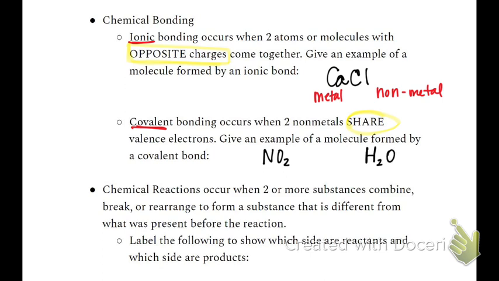Even though hydrogen is all the way to the left, it's the one exception, it is not a metal, because it has 2. It's just special. It's over there, it's a special one. Okay, so the covalents share, ionic bonds attract. All right, good there?